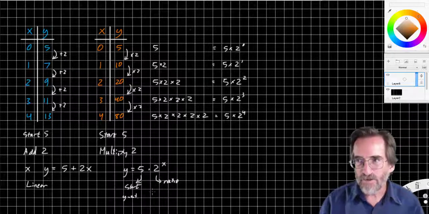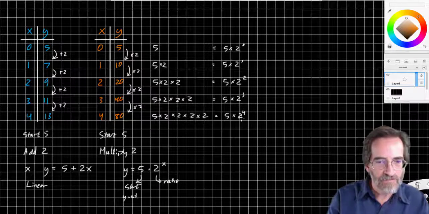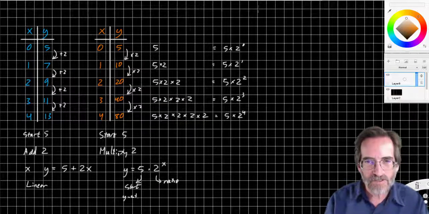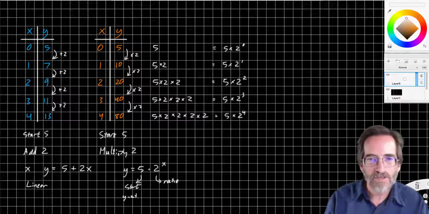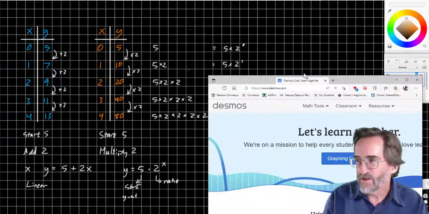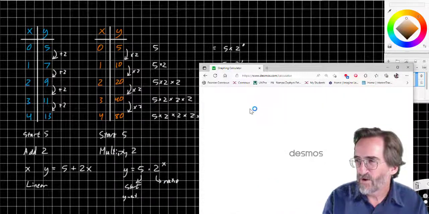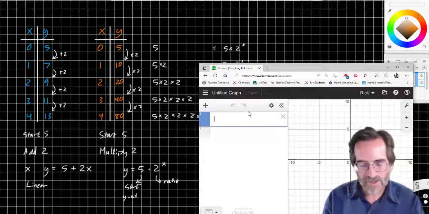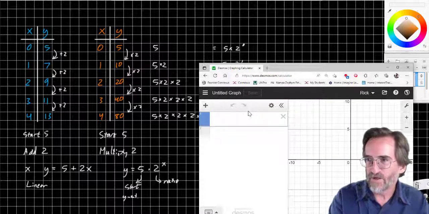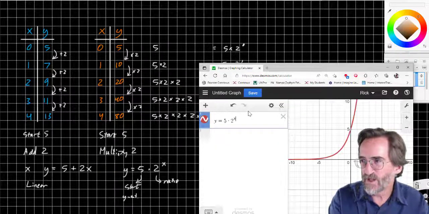Let's look at a graph of this in Desmos here. So let's pull up Desmos, not Deslist, but Desmos. All right, here we go. And let's graph this function here. Going to graph the continuous function instead of the whole numbers here. So y equals 5 times 2 to the x.